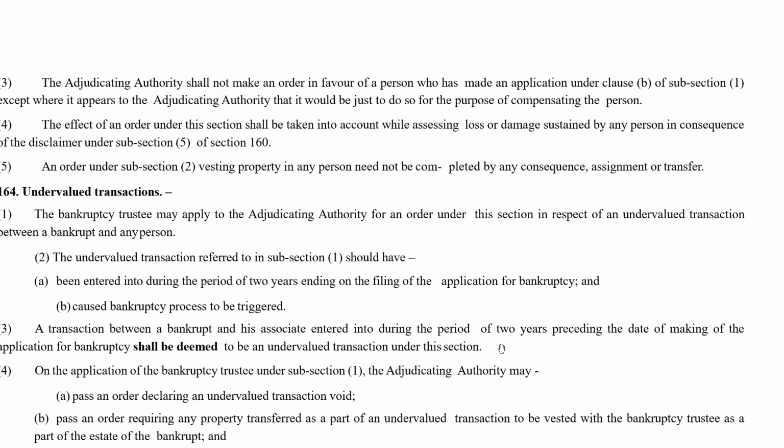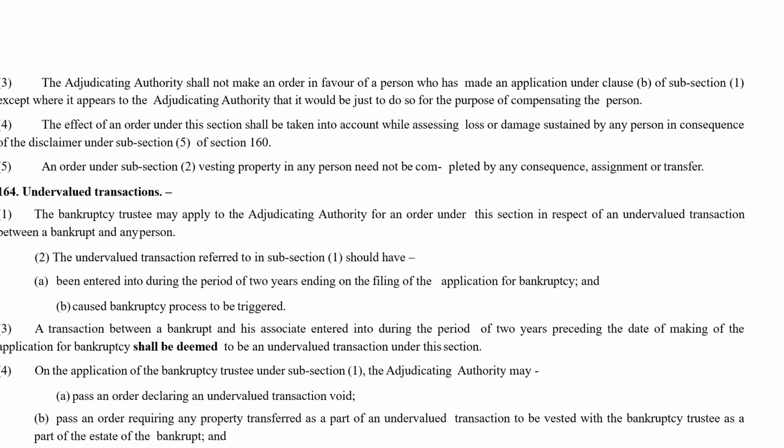So there is a deeming fiction here. If there is any transaction between the bankrupt and his associate, even if it is on market value, there is a deeming fiction that it is undervalued. Like we saw in the case study, he has transferred some property to his associate, and that was done at market value. But there is a deeming fiction that it is an undervalued transaction. Okay. And what is the period? 2 years preceding the date of making of the application for bankruptcy.